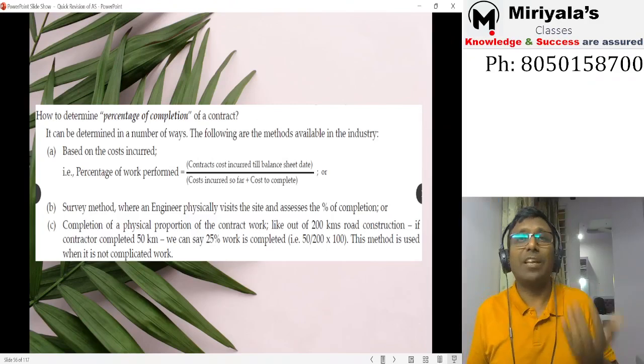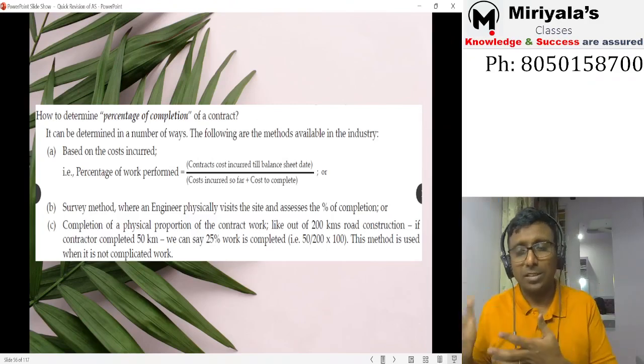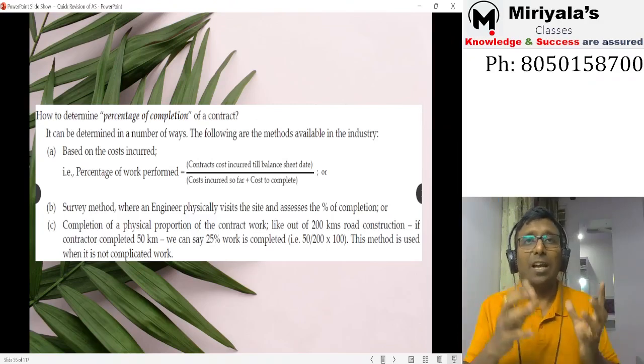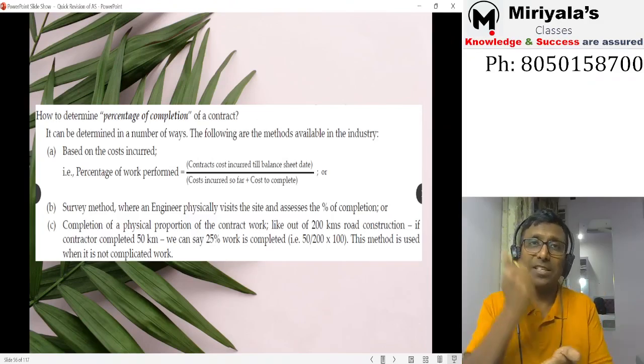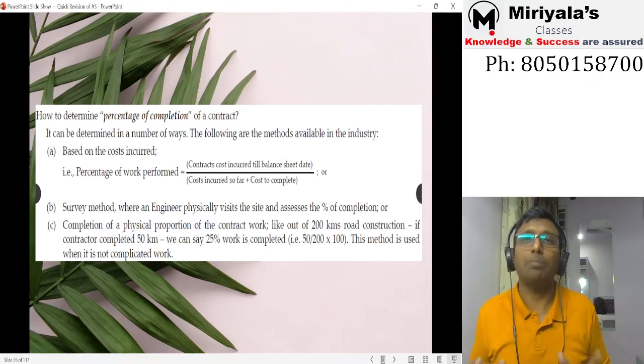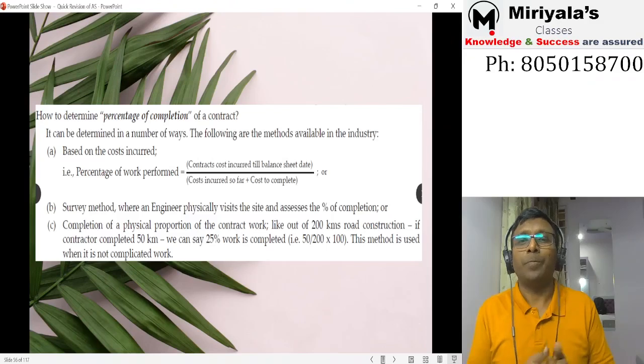Second one is surveyor method. One civil engineer will visit the site and physically see the work and measure how much percentage is completed. He will certify it. Based on that certification number, you should be able to take it. Any other physical proportion of completion is also one different way.